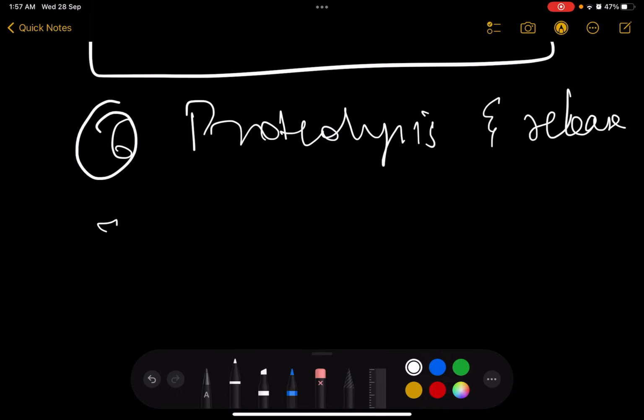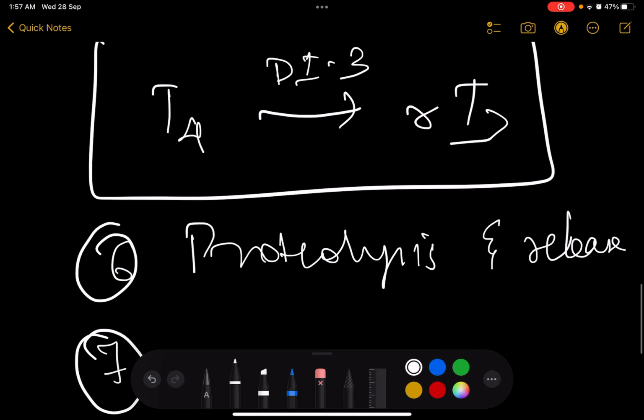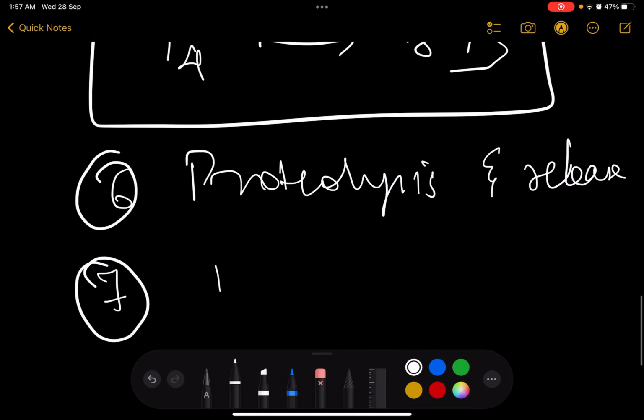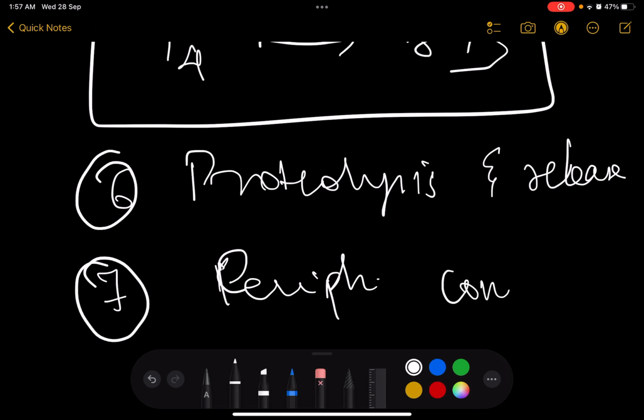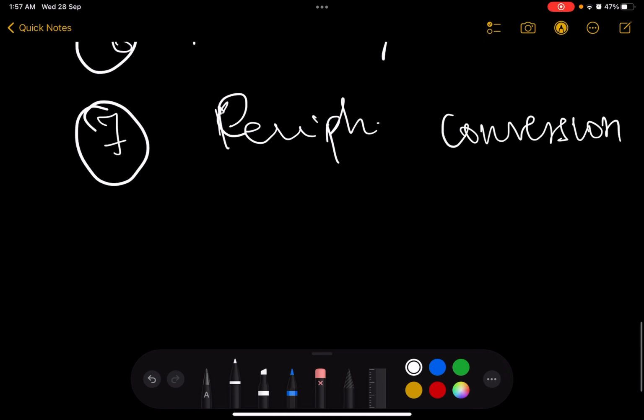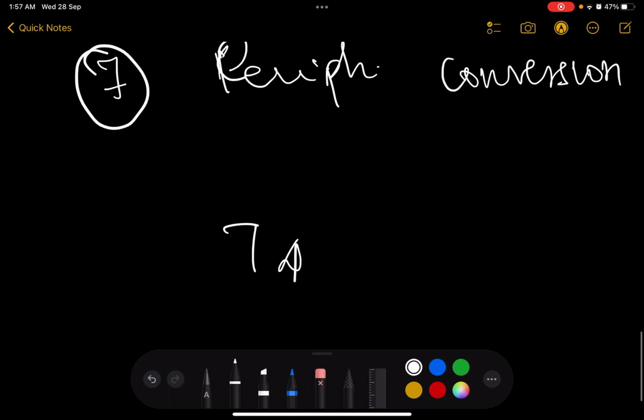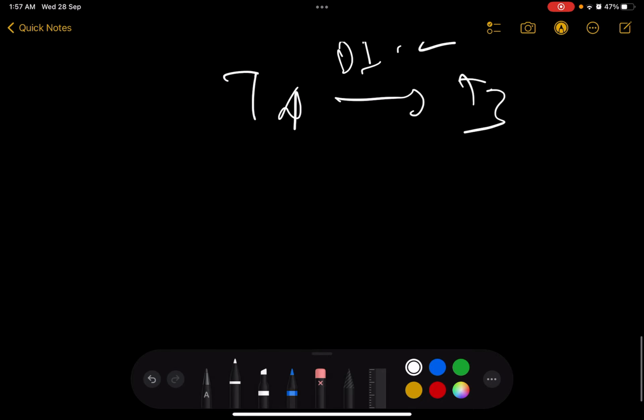Okay, and seventh is an important step that I spoke of, that T3 is the most important, right? So you need to do peripheral conversion of T4 to T3. And to write it down again, T4 to T3, deiodinase 2, very important enzyme. Now let's talk about the drugs.